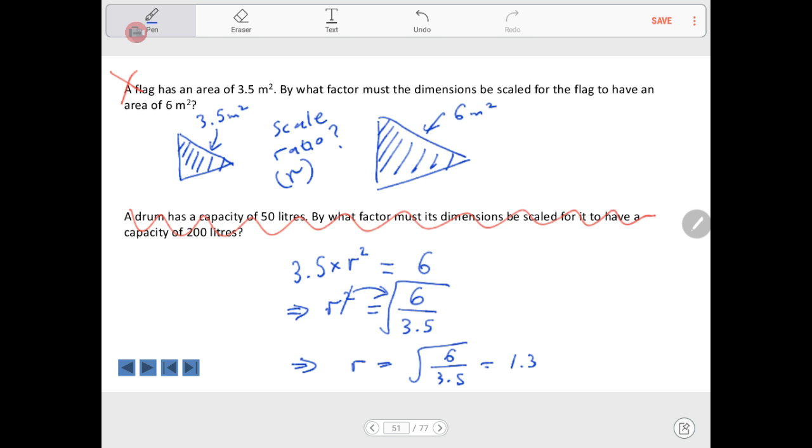I'll just check it again. 6 over 3.5, 1.309... You could just round to 1.3 if you like. Right, so a tricky one to finish there. And those are some good questions. These are really quite tricky questions. So if you can manage to do these, then you're definitely working at a really high level.